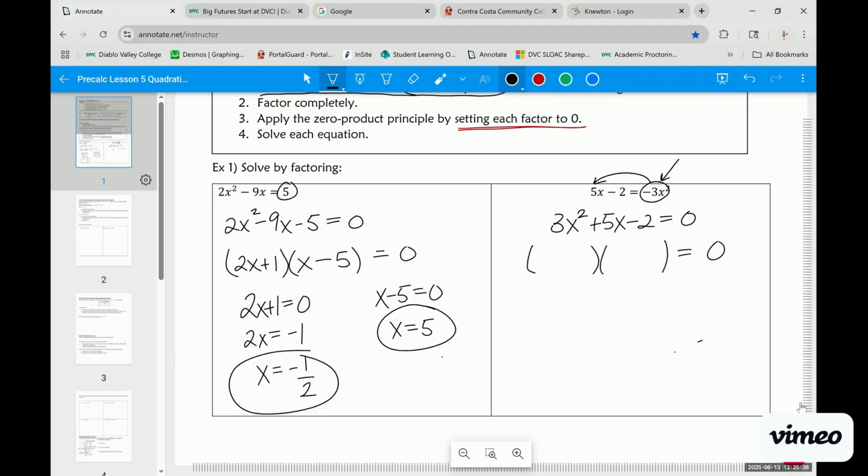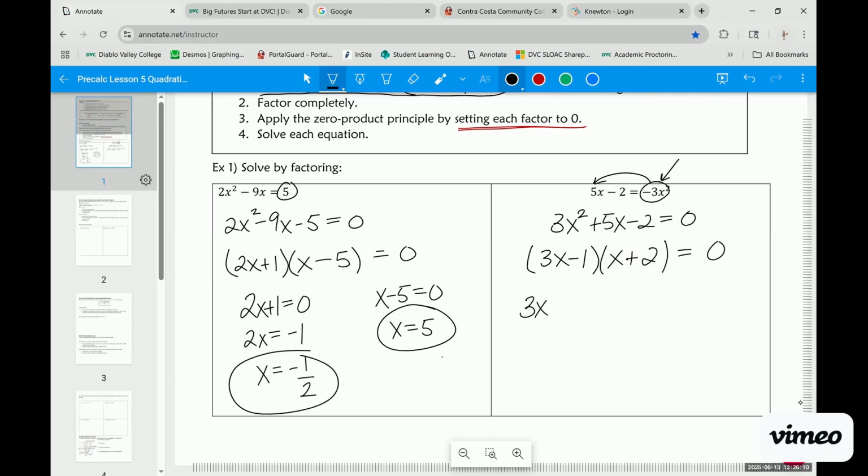So however you need to factor that, if you want to use the AC method, that's fine. If you want to try that method I was talking about in the last example, so you can reason through 3x and 2. In order to make this a +5, I need a +6 and a -1. I'm just going to quickly double check that. 3x squared minus 1x plus 6x is plus 5x. -1 times 2 is -2.